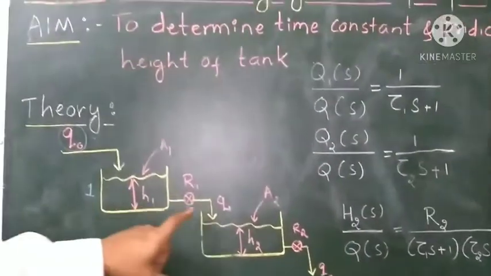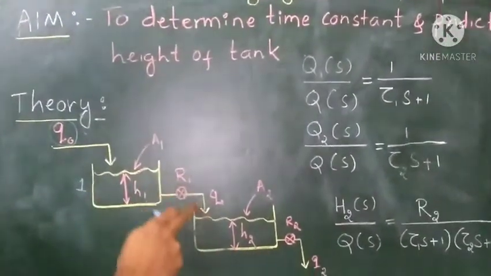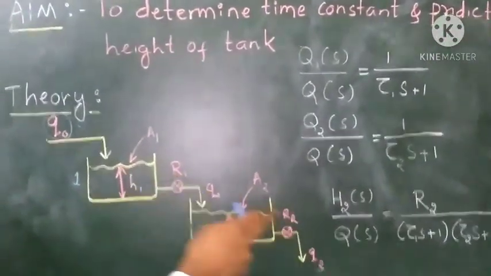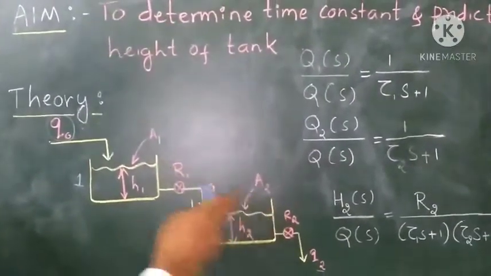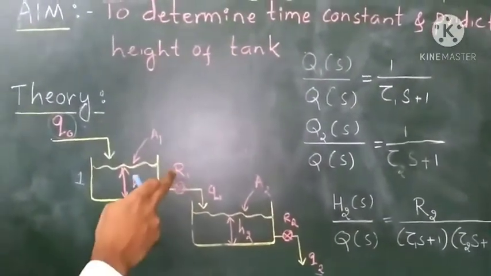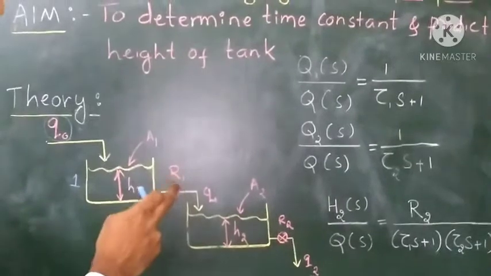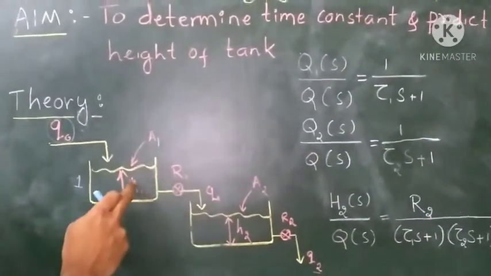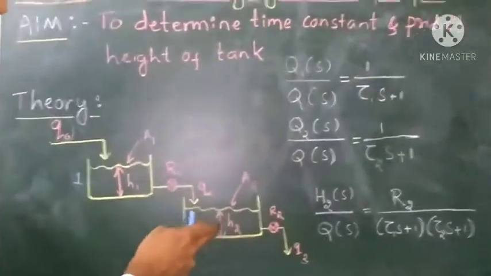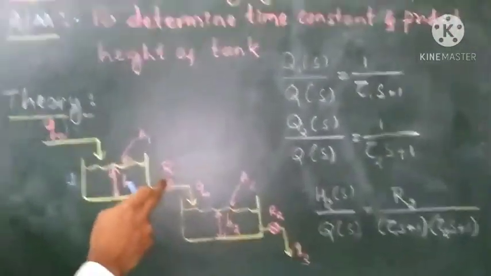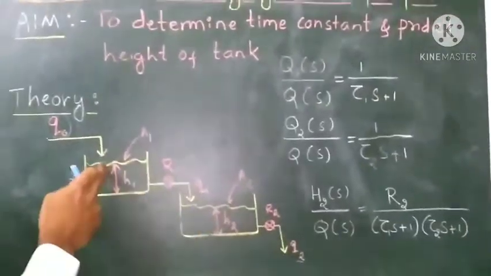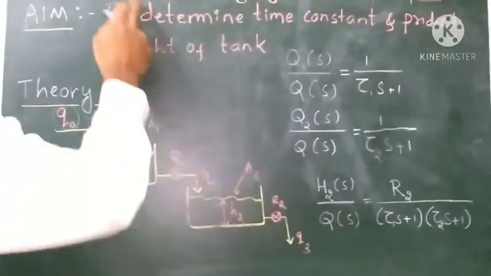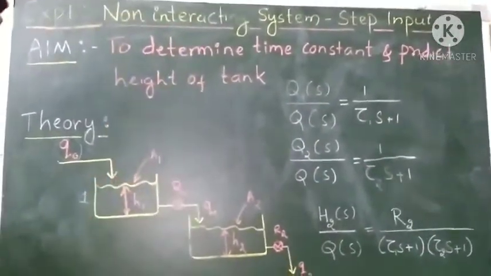What is important here is that the resistances are fixed for the experimentation. Suppose you change this resistance, you can see the increase or decrease in height. So tank height 1 will not have any effect on height 2. Therefore this type of connectivity is called a non-interacting system.